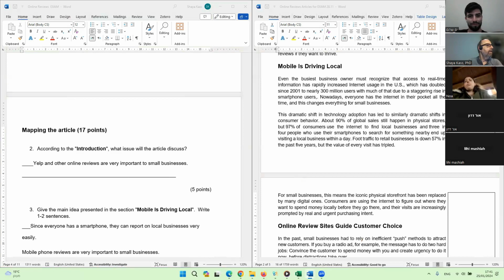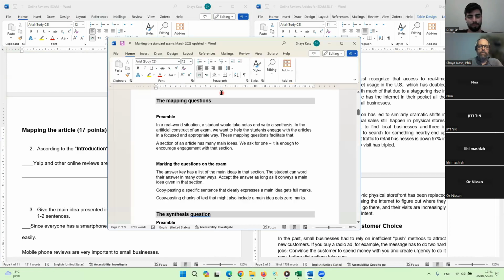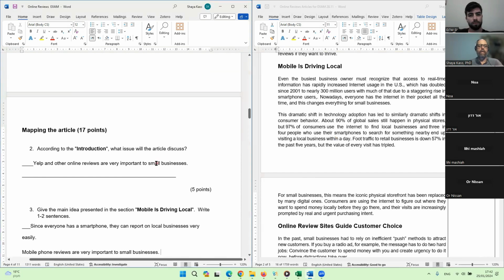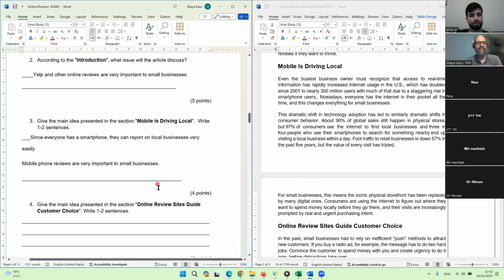Think you can. What does it say here? Copy pasting a specific sentence that clearly expresses the main idea gets full marks. So yes, it's permitted. Good question, Yam. Thank you. But copy pasting chunks of text that might also include a main idea gets 0 marks. So never do 2 sentences. Keep it to 1 sentence or less. Okay, if you write 2 sentences and one's right, one's wrong, you'll get 0 points. Because as I always say, this is not a multiple choice test for me. Okay.